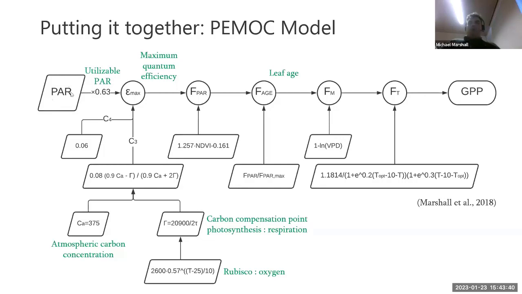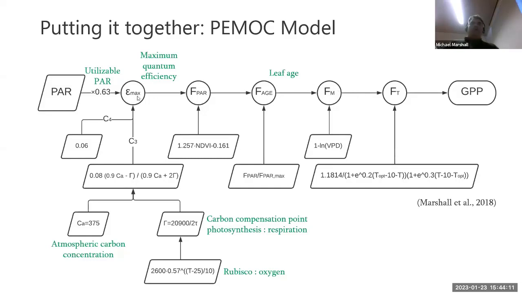So the main input is PAR, the amount of light available for photosynthesis. A fraction of that is used to produce biomass. This is basically your utilizable PAR. Some people don't have this factor, some models do. So I assume that, all things being equal, about 63% of the light available for photosynthesis is actually used to produce biomass. And then these other factors are included.